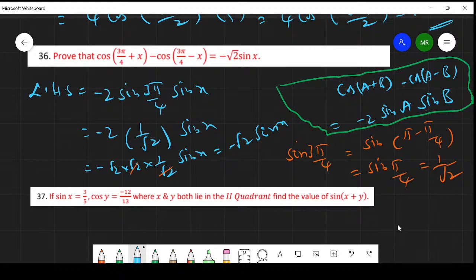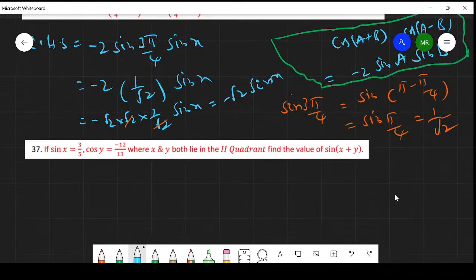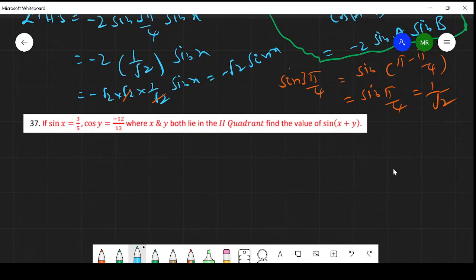That is the 7th one now. If sin x equals 3 by 5, cos y equals minus 12 by 13, where x and y both lie in the second quadrant, find the value of sin of (x + y). In the second quadrant, sin is positive, cos is negative. Look into these values.